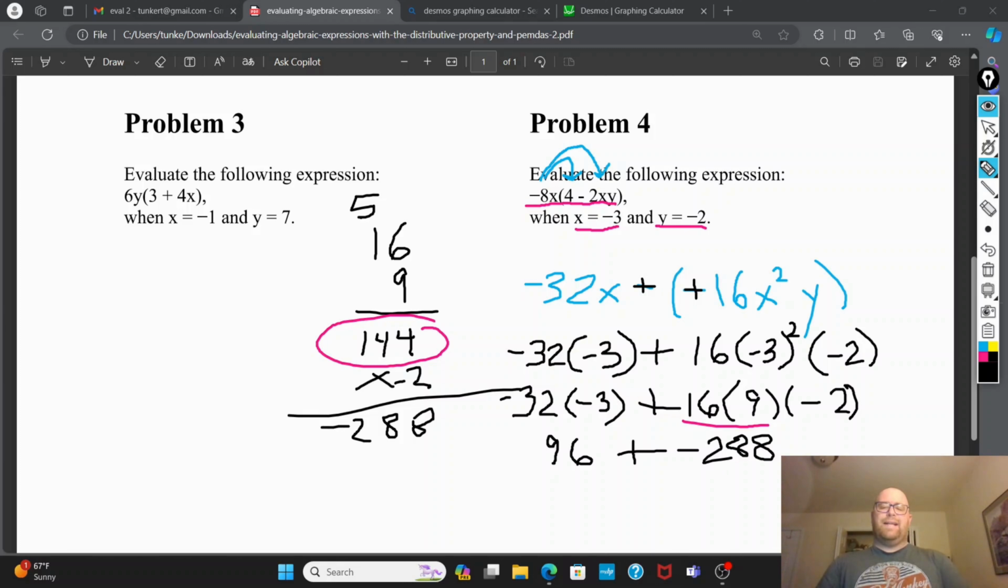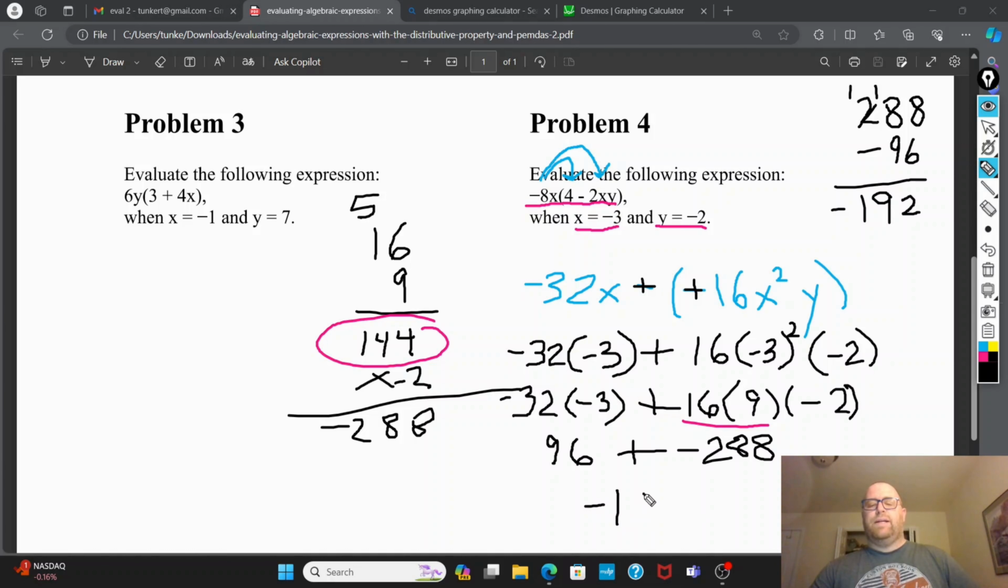Okay, so now we're adding two numbers on the number line that have different signs. Negative 288 is further away from 0 on the number line. So we're going to do 288 minus 96. So 8 minus 6 is 2. We're going to borrow from the 2 here, give to the 8. 18 minus 9 is 9. And then bring down the 1. So we get a negative 192, because the negative sign is on the number further away from 0 on the number line. So we're going to write negative 192 as our solution to problem 4.